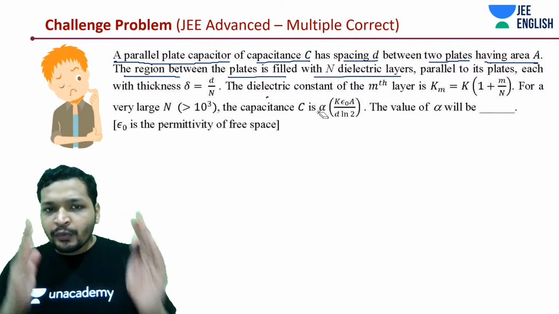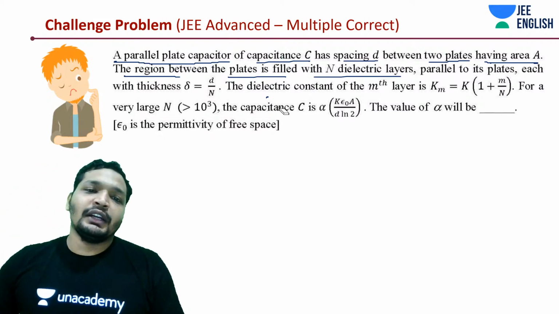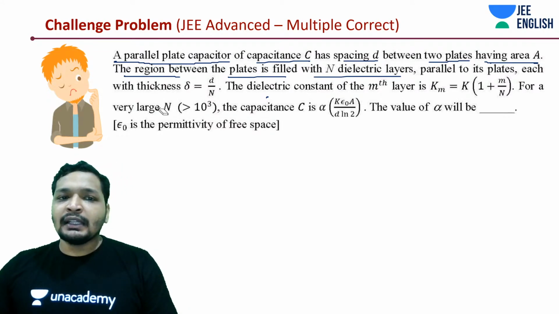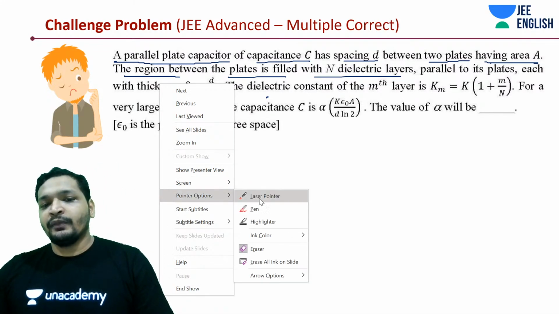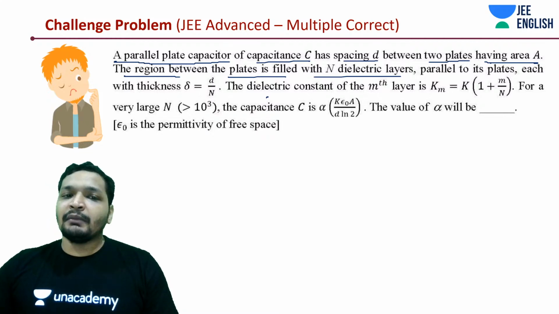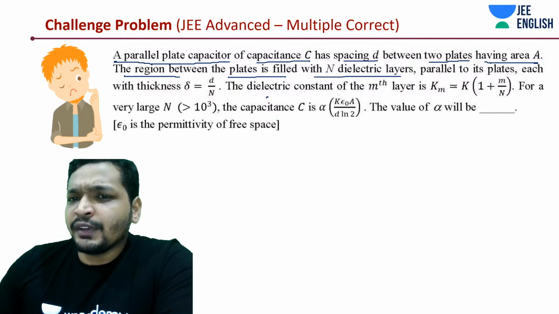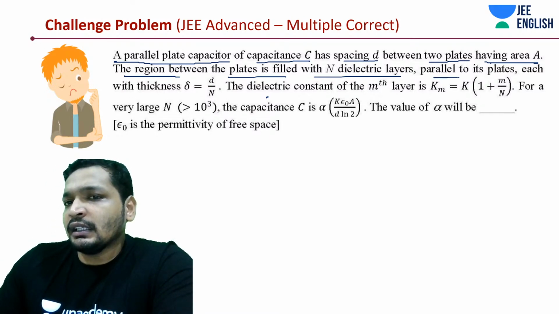Quite fast. You need to move in a single direction. This is the easiest part of the entire paper. Multiple correct answer questions are at least rewarding; single correct answer questions are time consuming. So that is the JEE Advanced analysis as far as this paper is concerned.